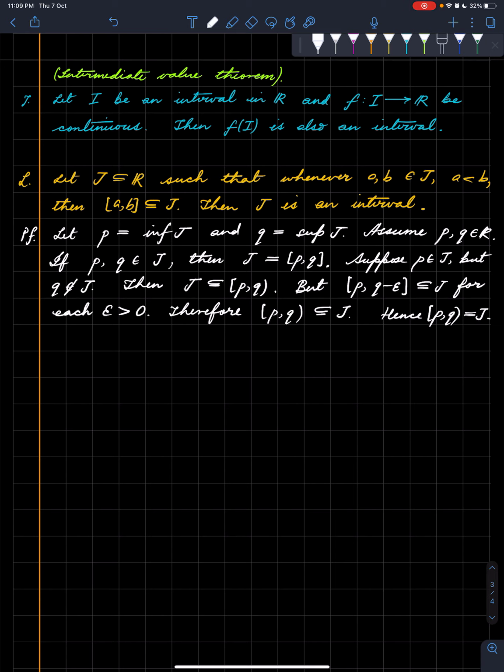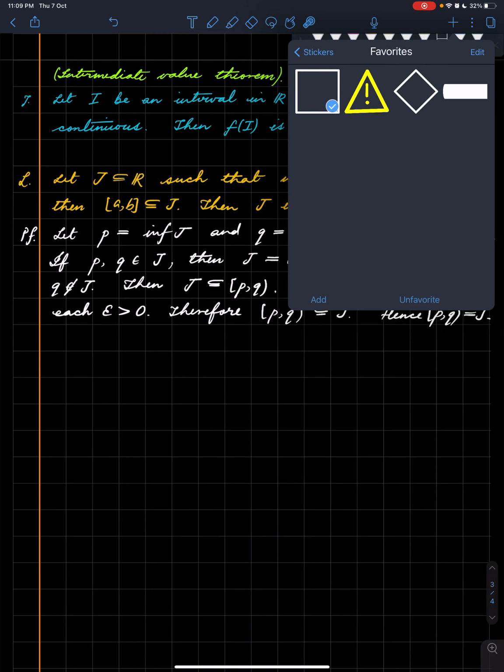And similarly you can do the other cases. So you can do the case where P is not in J but Q is in J, and the case where P is not in J and Q is not in J. All of them are very, very similar. So let me leave those cases as exercises.